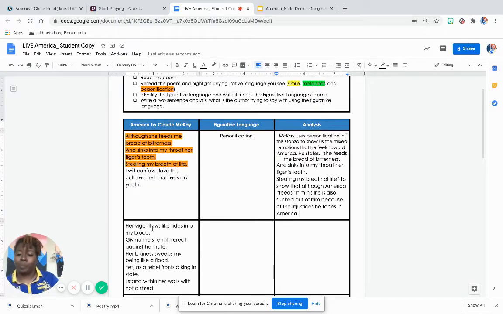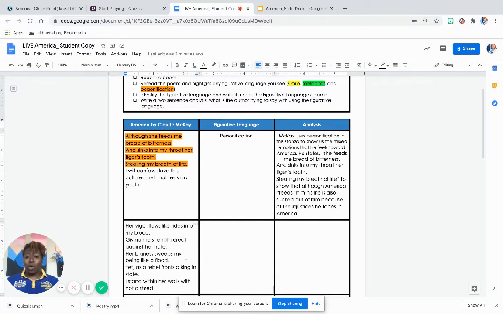Okay, so next stanza. Her vigor flows like tides into my blood, giving me strength erect against her hate. Her bigness sweeps my being like a flood, yet as a rebel fronts a king and state, I stand within her walls with not a shred.